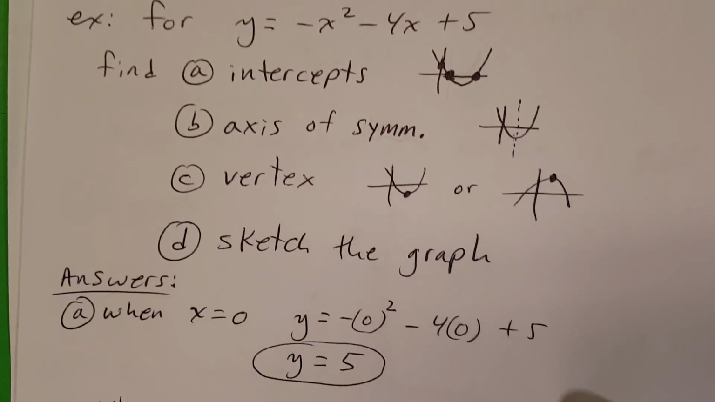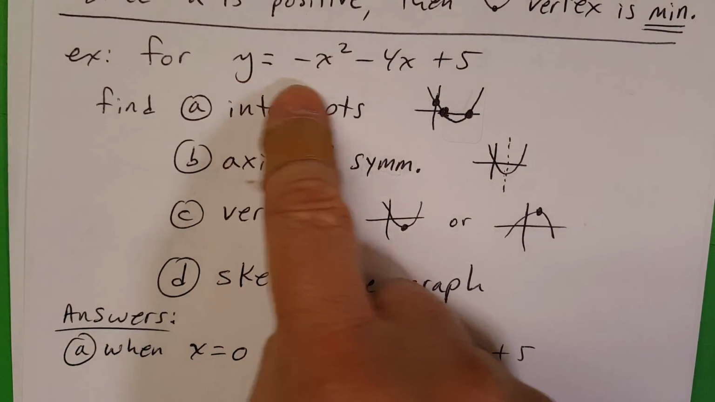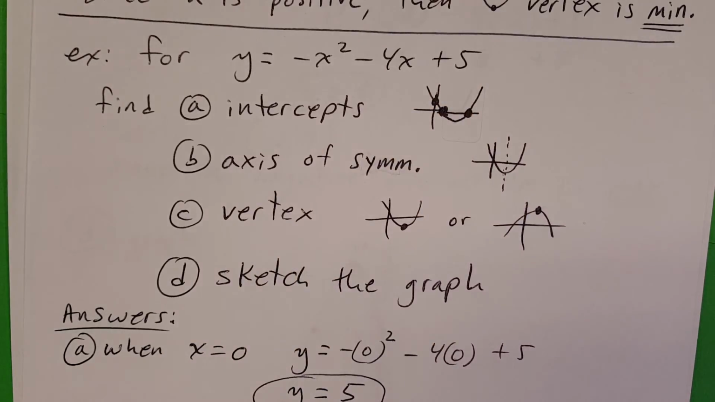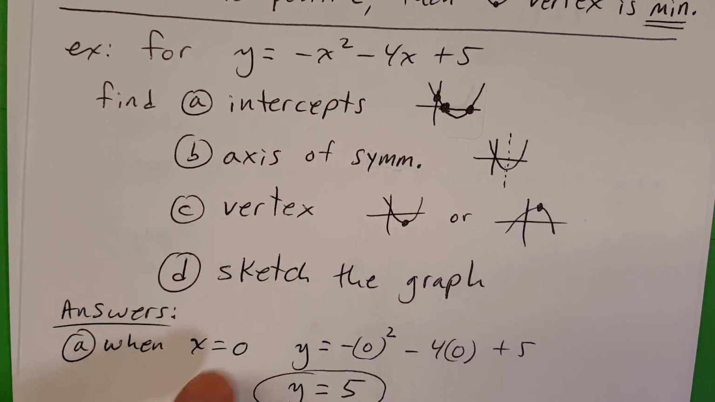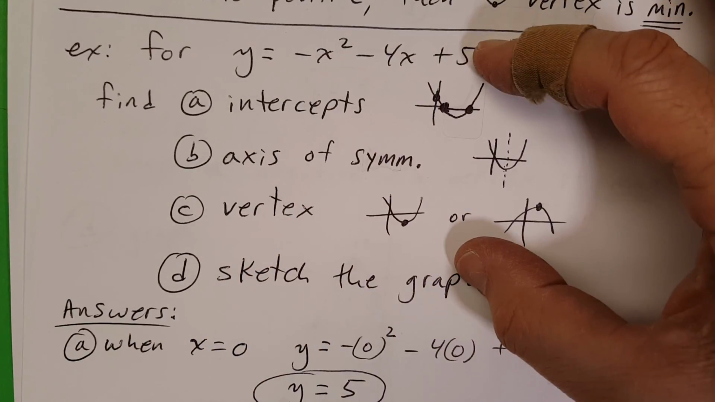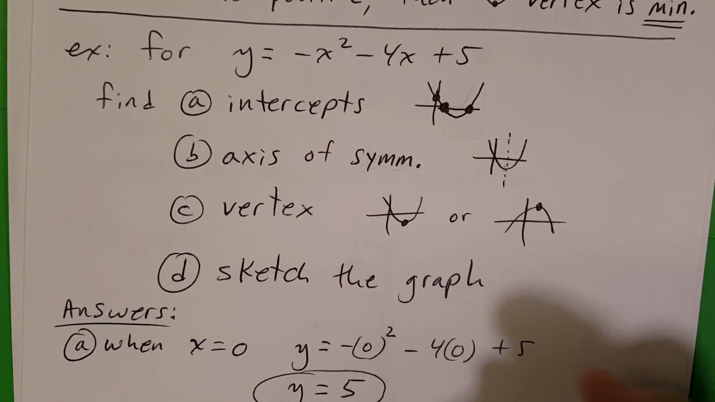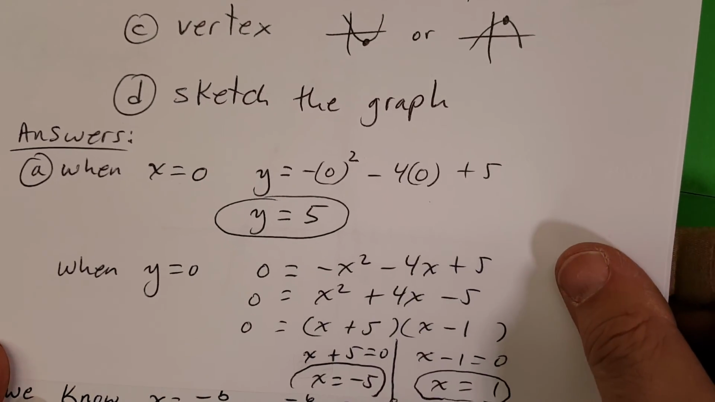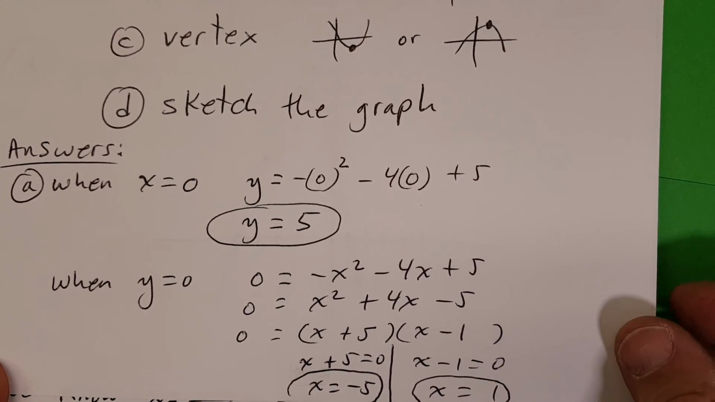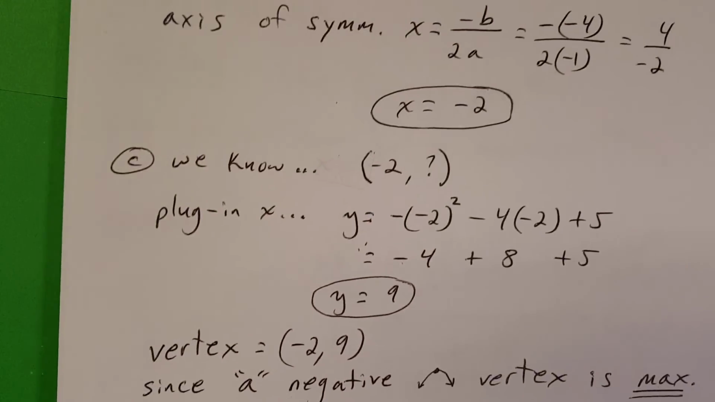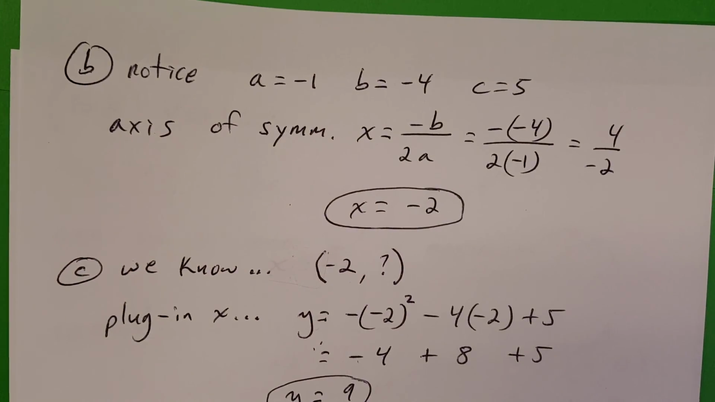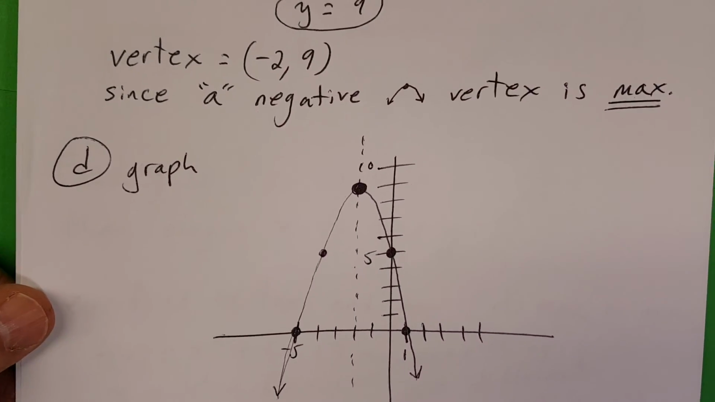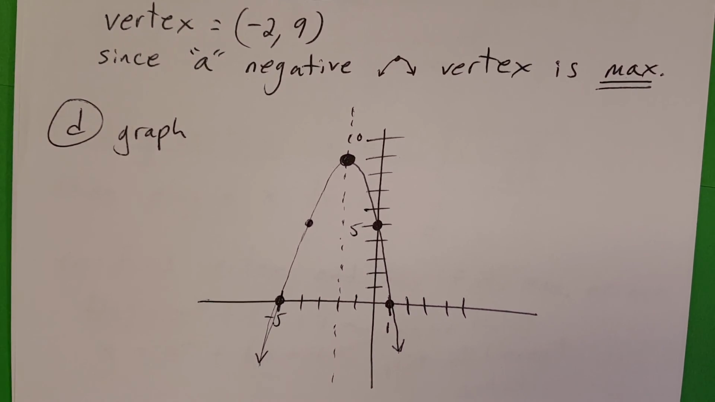Then finally, the second example was a little longer. Here's my function, or my equation, and I need to find the intercepts, the axis of symmetry, and the vertex, and with those parts, I can sketch the graph. So there's the answer to A, and there's the answer to B and C. And then to graph it, we use all those answers, plot the points, and connect them into a parabola. That's it. Remember to put question marks on anything that's confusing to you and ask me first thing tomorrow.